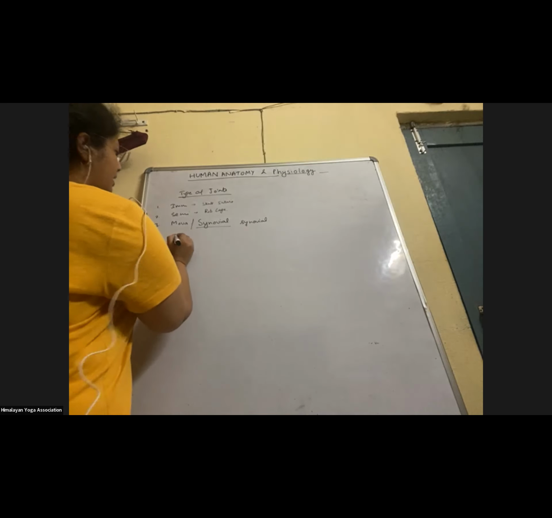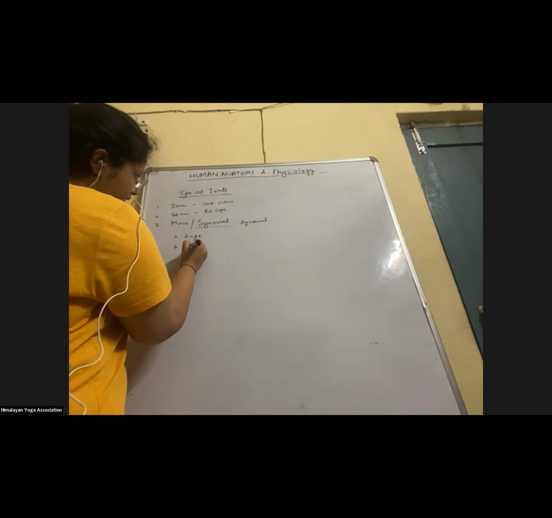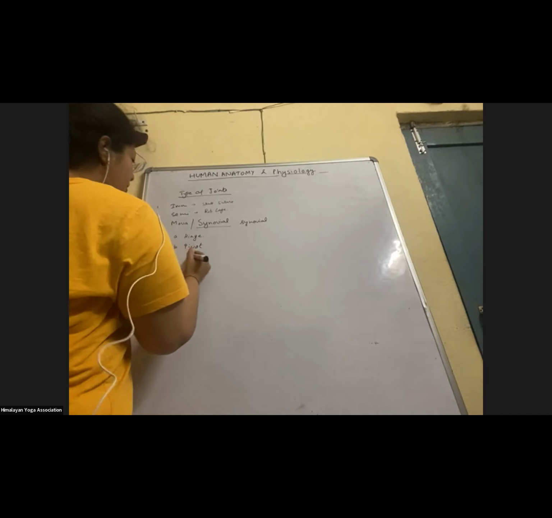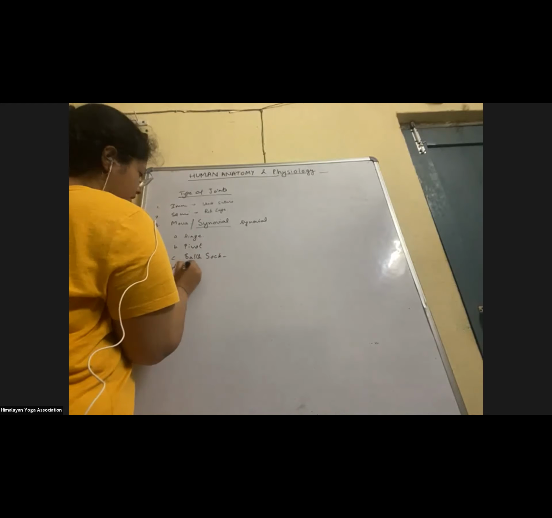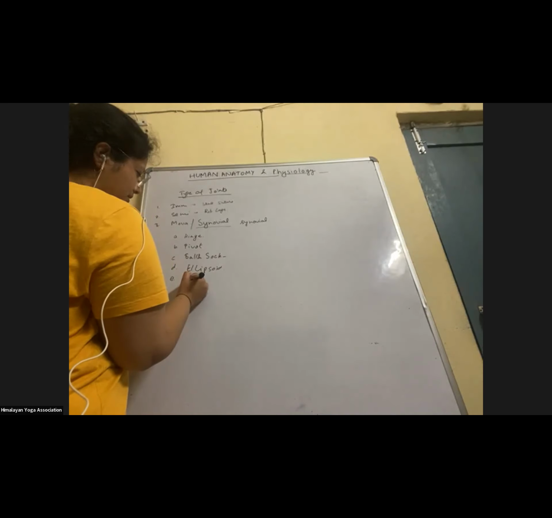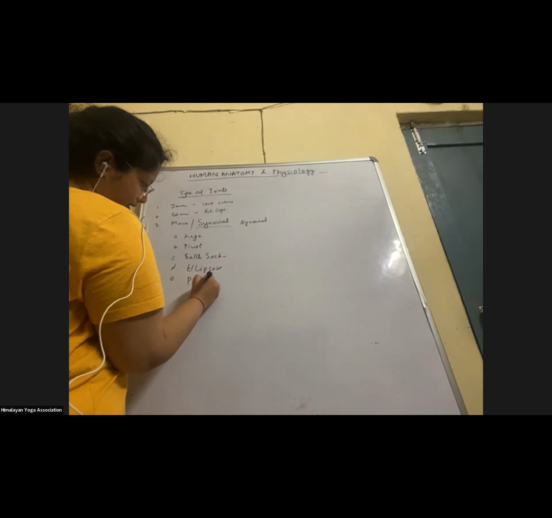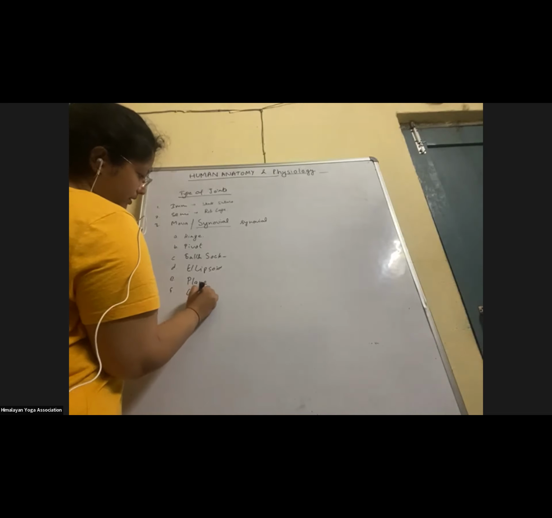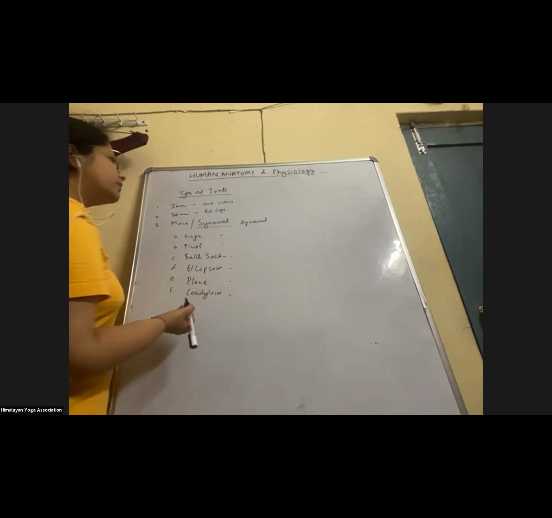Like we have hinge joint. Then we have pivot joint. Ball and socket. Ellipsoid. Plane joint. Yes, I also have it as the plain joint. And then condyloid joints. Yes. We have these.